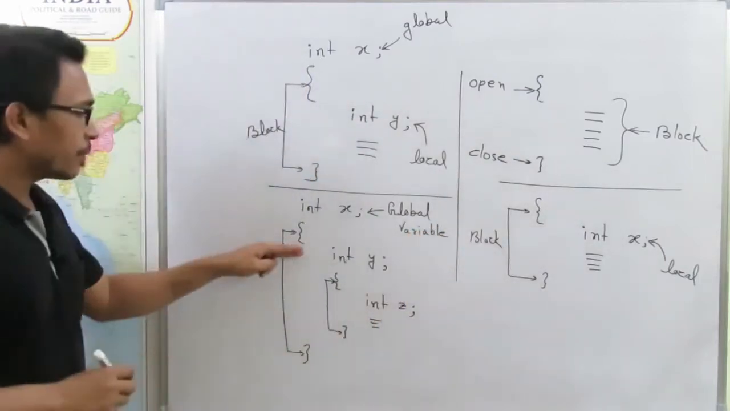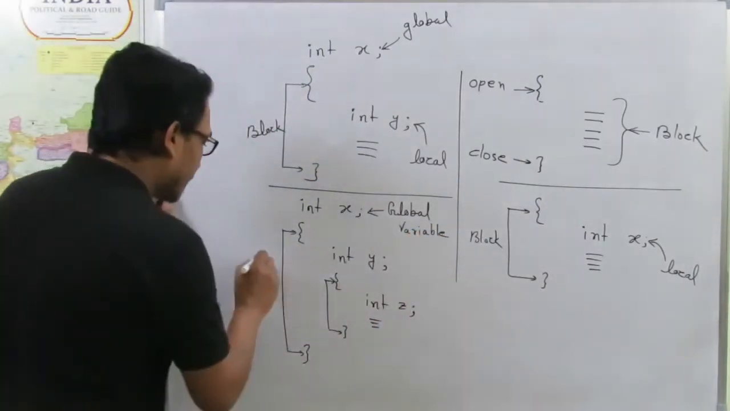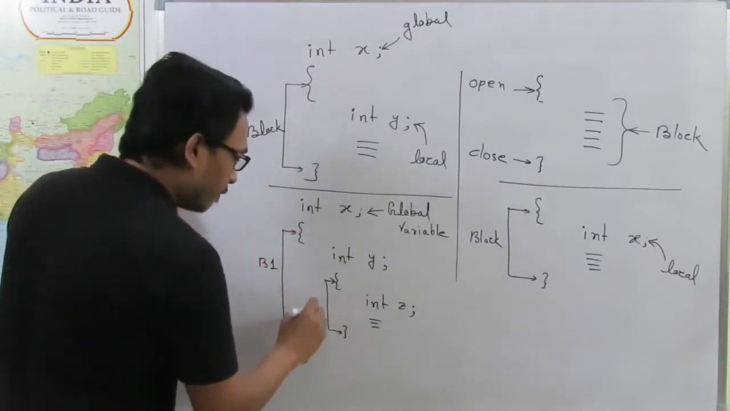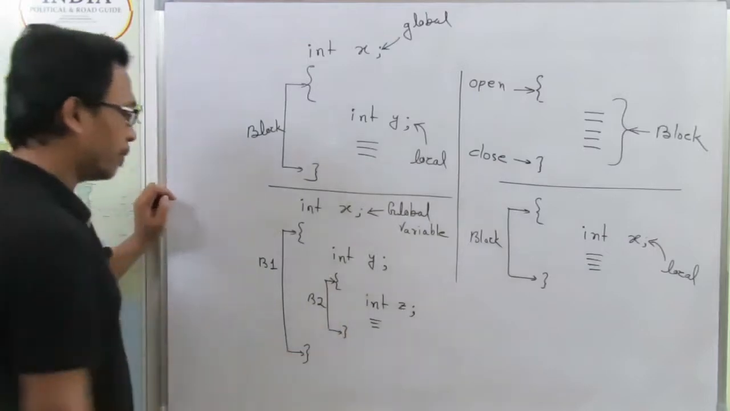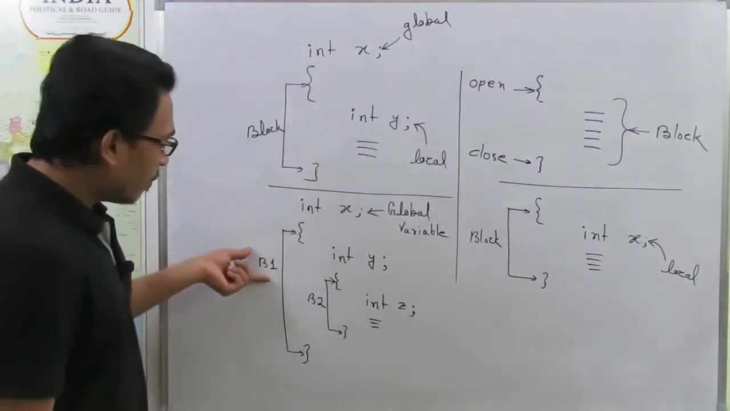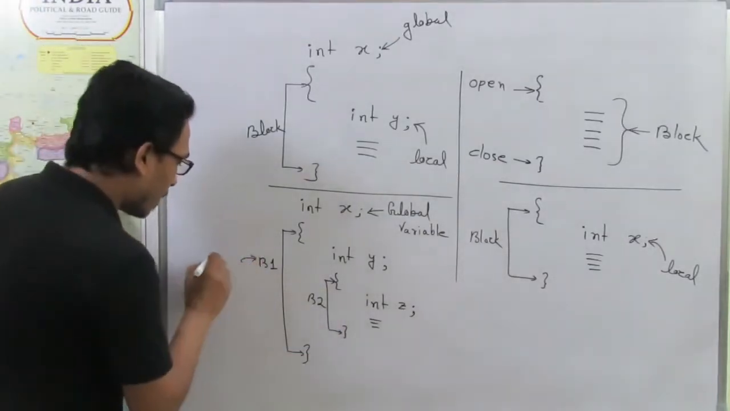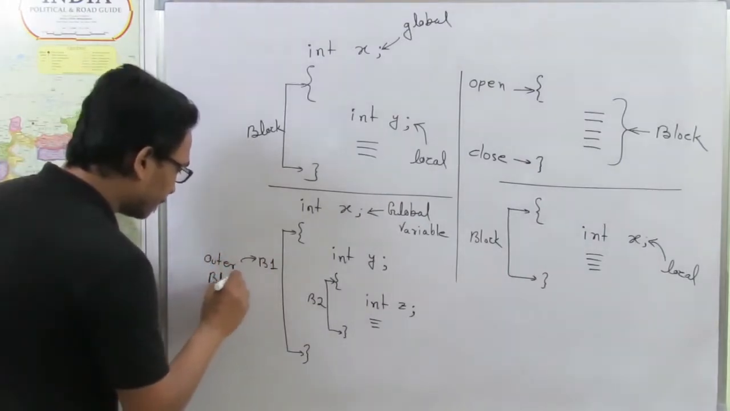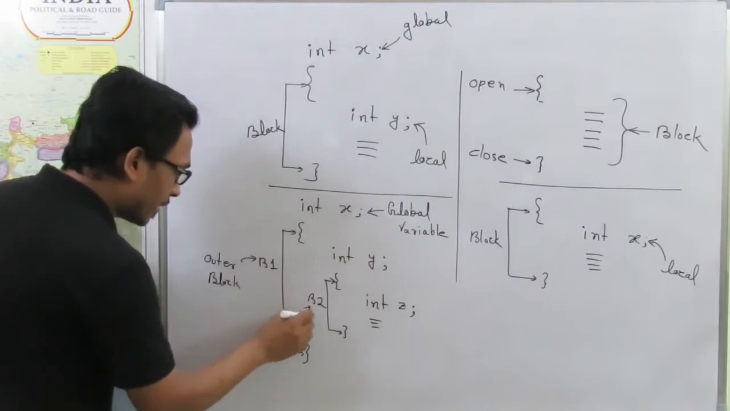Now come to these blocks. Let's give the name B1 to this block and B2 to the other. Now B1 is our outer block and B2 is our inner block.